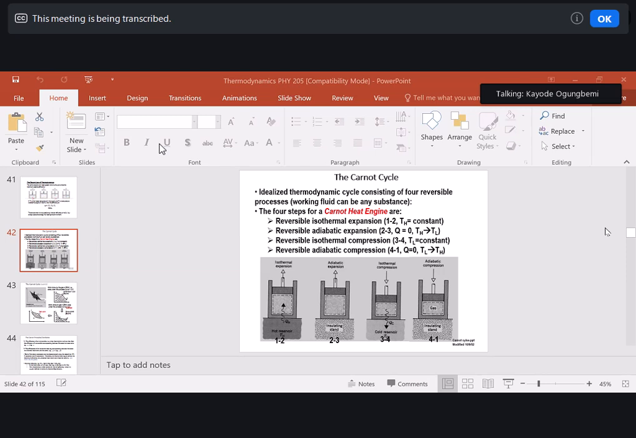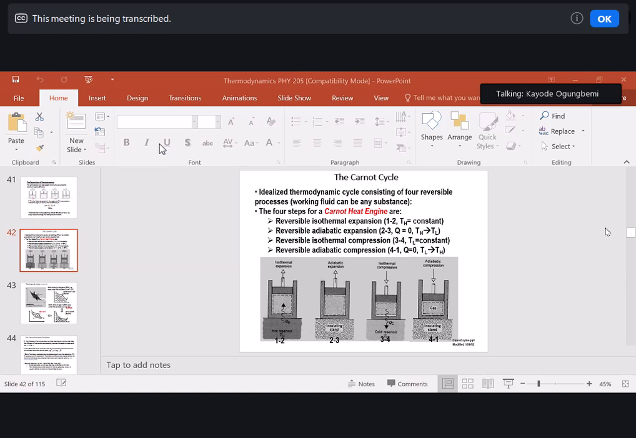The second process, which is 2 to 3, because the molecules have attained a certain level, no energy, no heat supply, no heat exchange, then from there it is reversible adiabatic expansion. The internal energy does not change, whereas the temperature changes from hot to cold as you go.